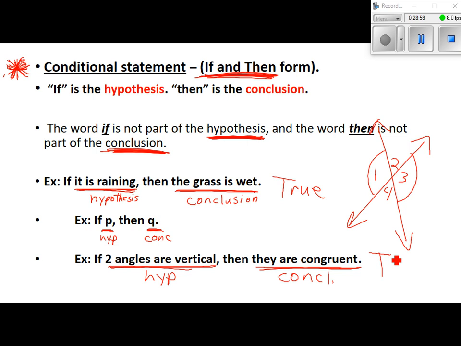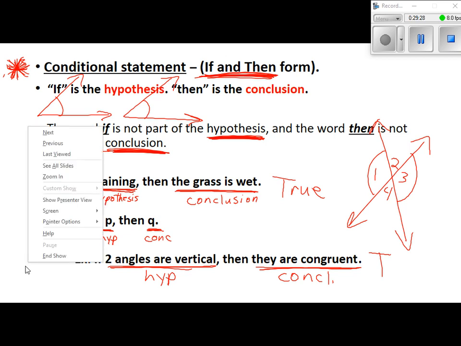What if we turned it around? What if I said, if two angles are congruent, then they are vertical? Could be true. I don't know, just because if I give you these two angles, they're congruent, right? Because I marked them congruent. Does that mean they have to be vertical? Not necessarily. So that's what you're going to have to do, and that's what this next part does.